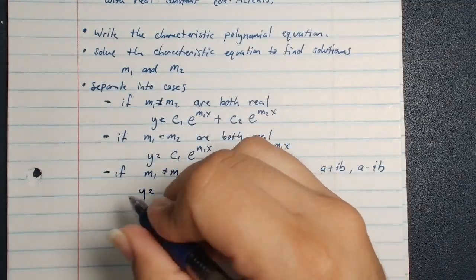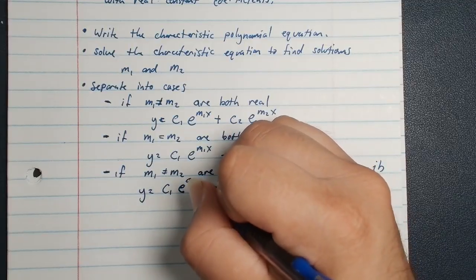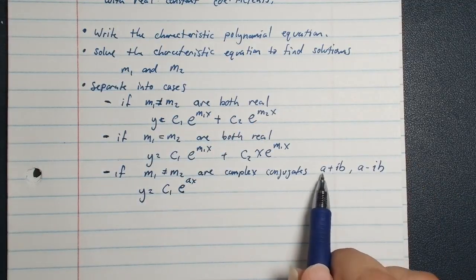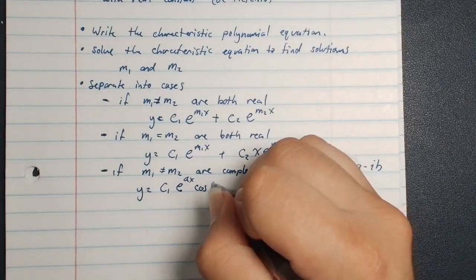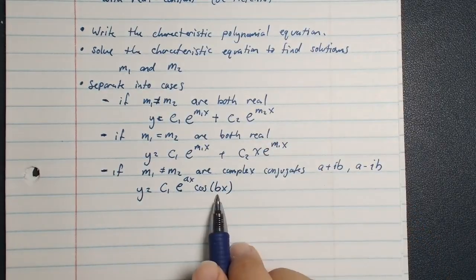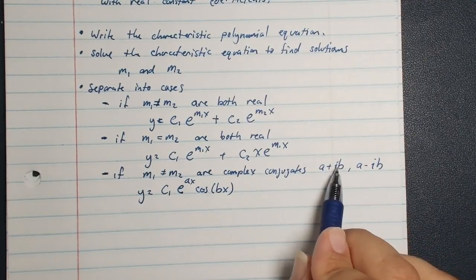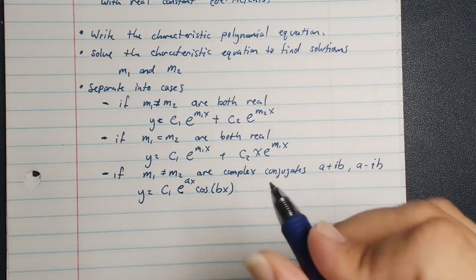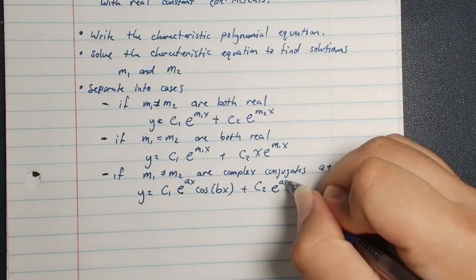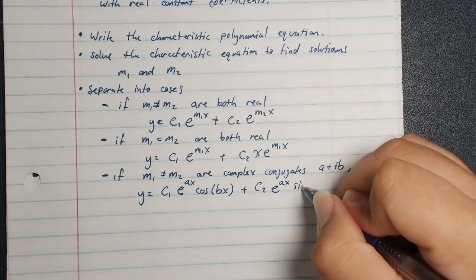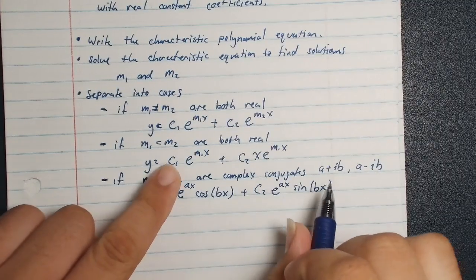y equals c1 e to the ax, where a is the real part of the solutions, times cosine of bx, where b is the imaginary part of the solution. Don't include the i, just the number that's being multiplied times i. Plus, and then the second solution is going to be the same e to the ax, but now sine of bx. You might wonder, why does it look different?